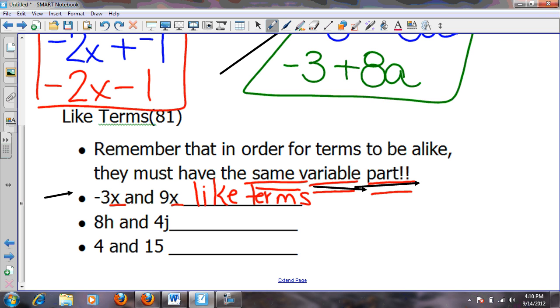How about 8h and 4j? I have h as a variable and I have j as a variable. Are they like terms? No, because they do not have the same variable part. So they are unlike terms.